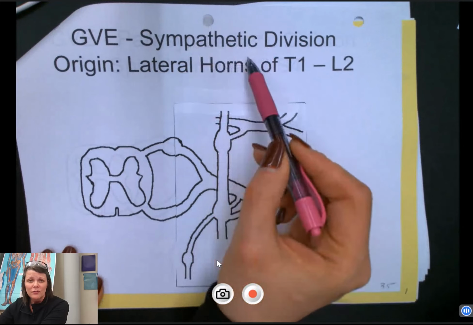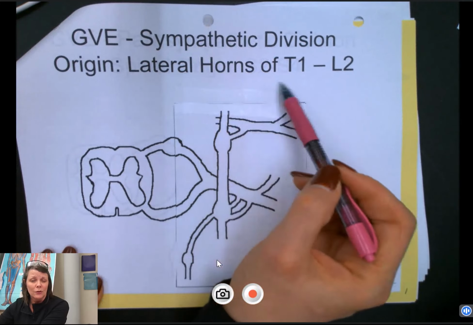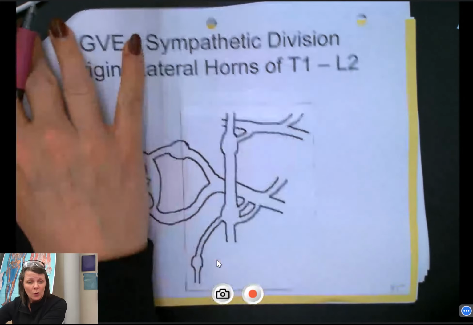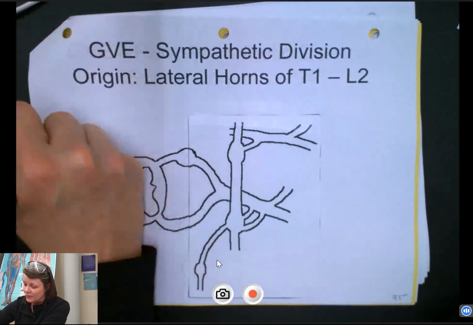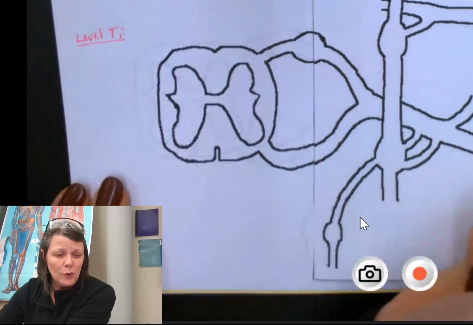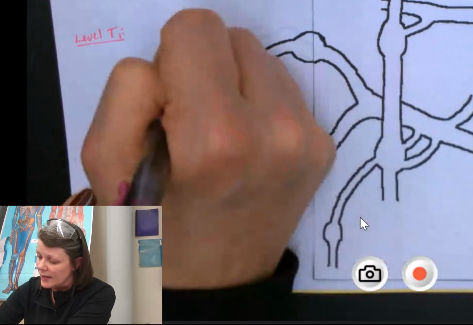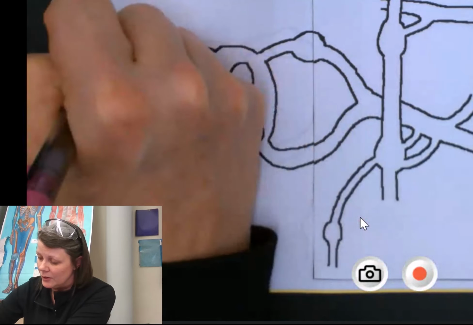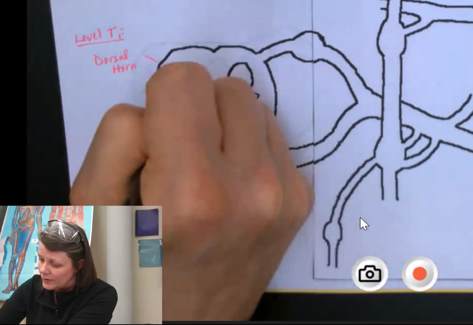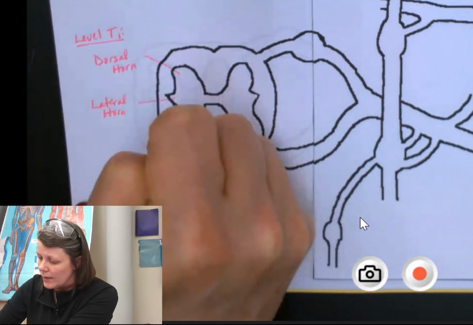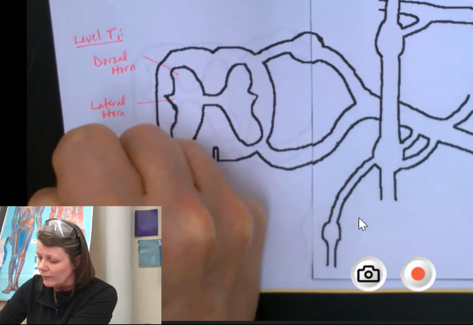While the sympathetic division has an origin in lateral horns of T1 to L2, we are going to say that this is level T1. And with level T1, we are going to say that this is our dorsal horn, this is our lateral horn, and then this would be our ventral horn.